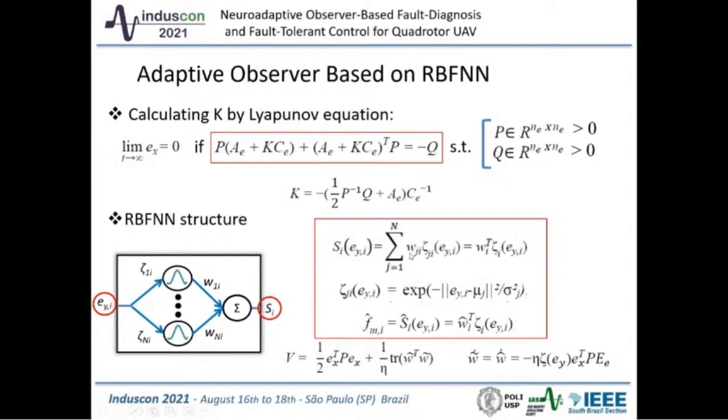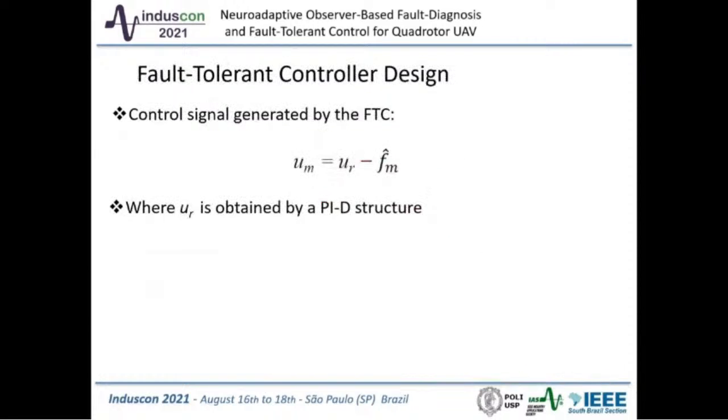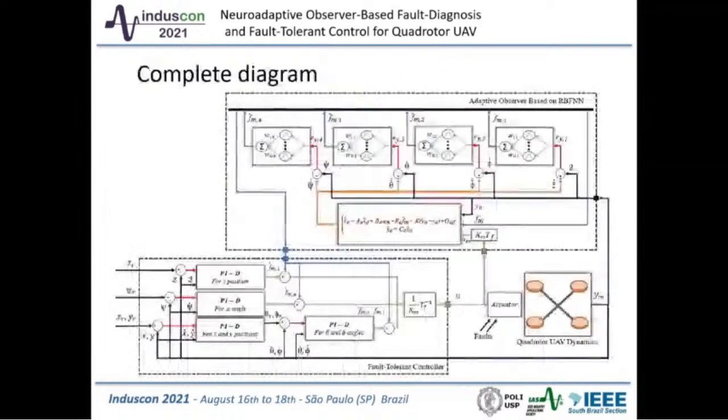Considering the Lyapunov candidate function, we obtain the following equation for the weight update. The fault-tolerant controller uses the fault estimation to neutralize the effects of these faults and ensure system stability, where UR is the control signal generated by a PID structure. This is the complete diagram of the system.